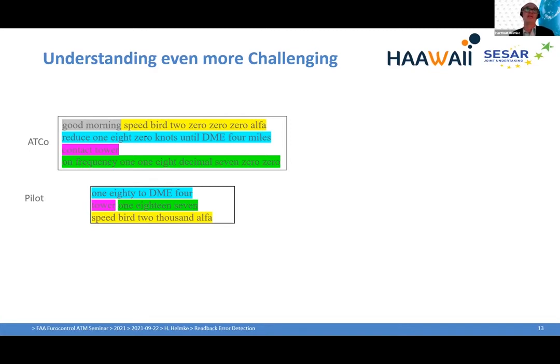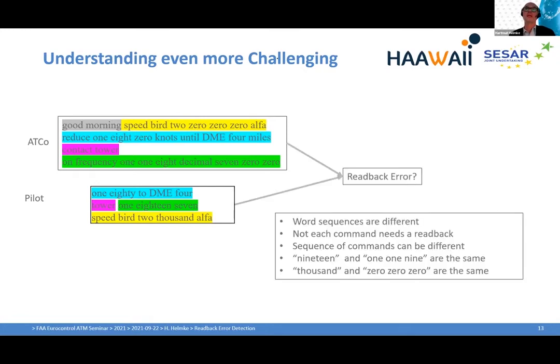And it's even more complicated when a speech recognizer tries to understand all the words. So what is a readback error? You have seen maybe that the sequence of words which the pilot and the ATCO are using may be completely different. And that's real life.